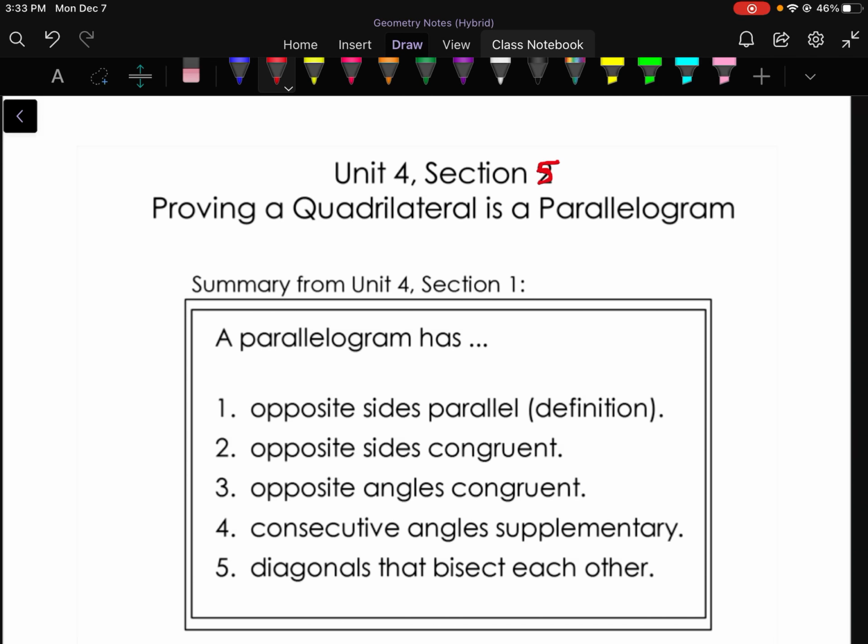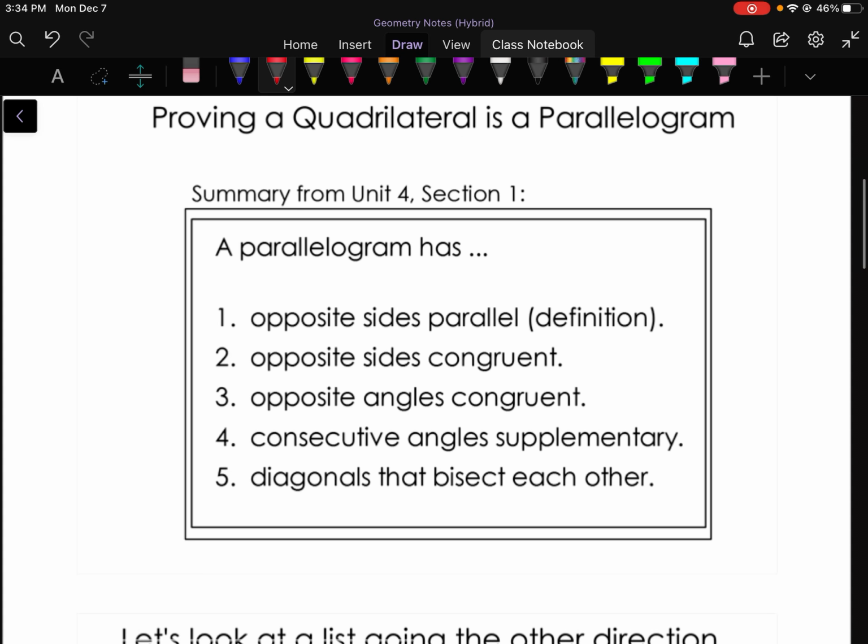All right, here we go. Unit 4, Section 5. No, I know you're thinking to yourself, whoa, what happened to Section 4? Take it easy. We just skipped it. It'll be all right. We're moving on to Section 5, though. And we are proving a quadrilateral is a parallelogram.